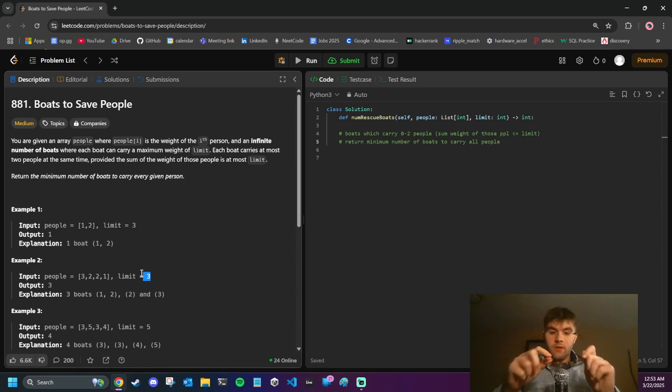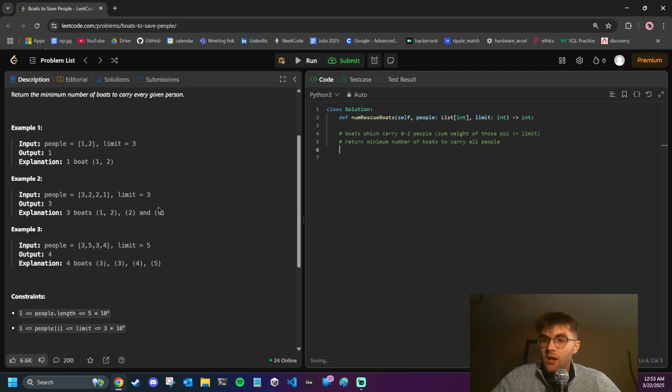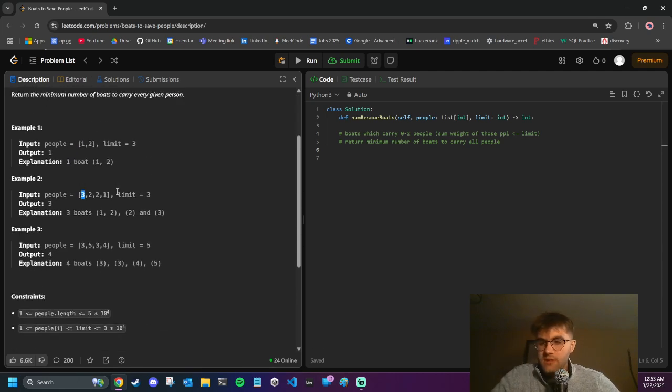So a way that I'm thinking about this logically is we want to get every boat as close to the limit as possible, so that way we can optimize and minimize the number of boats. So our goal should be to get as close to the limit as we can. So here the limit is 5. In this example, there are no 2 weights that will be able to fit under 5.